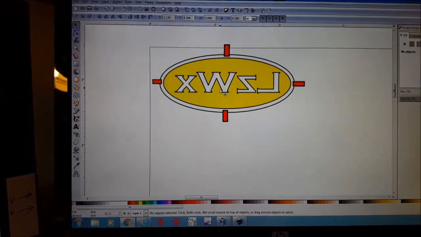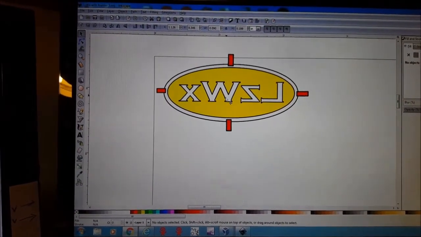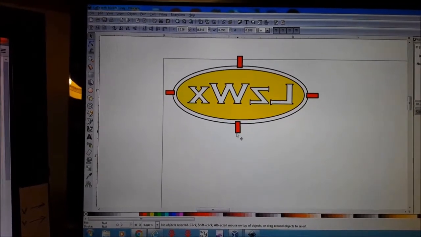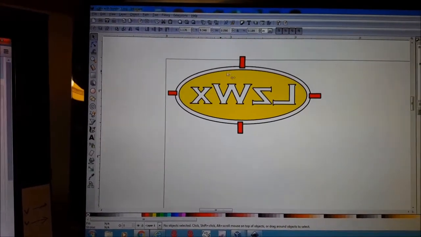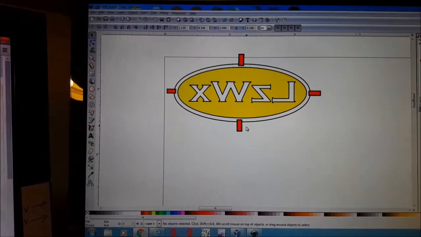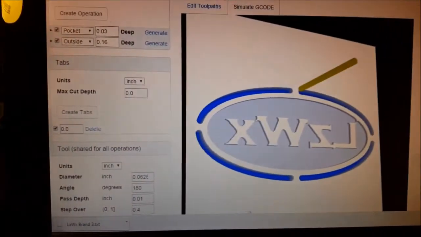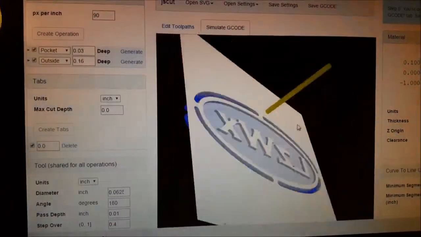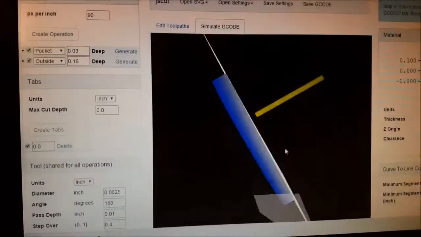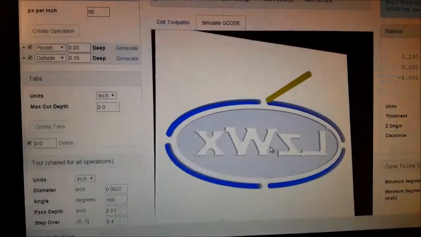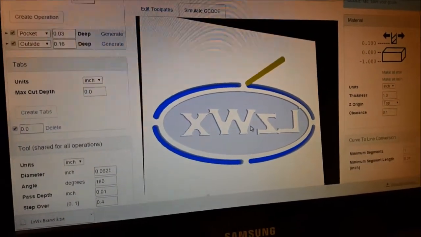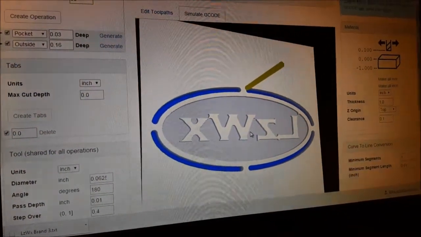We flipped our text, did a difference operation so that it took it out, and then got some extra lines. These are our tabs to keep it held down. And then this is what it looks like in JS Cut. Look around the back and see what we got. After this, the toolpaths were saved, and we opened it up in mock.